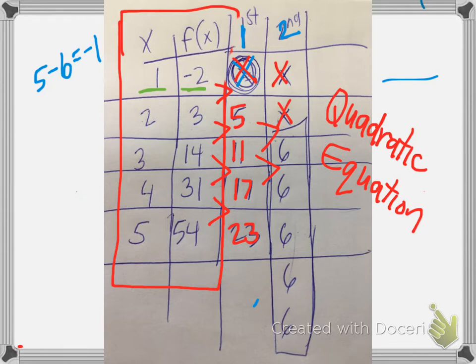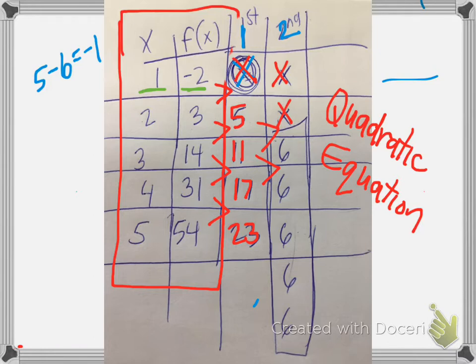Okay. So we know that's not linear because those numbers in the first column, or the first difference, have to be all the same for it to be linear. So let's see if it's quadratic. I told you it's quadratic, but okay. So between 5 to 11, it's 6. 11 to 17, it's 6. 17 to 23 is 6.